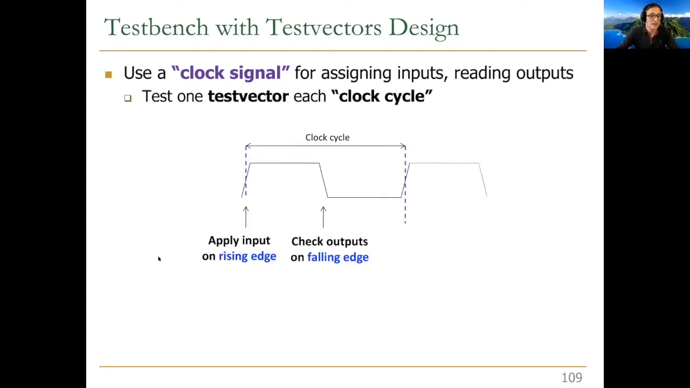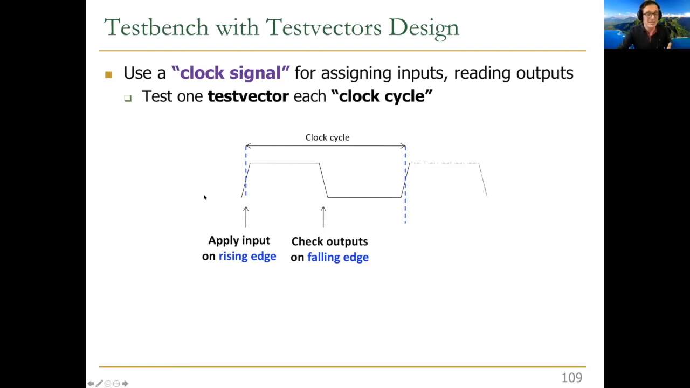So basically, you test one test vector each clock cycle. Don't confuse this clock cycle with the timing that we discussed earlier. This is just for testing. It has nothing to do with the clock cycle of the circuit itself. Basically, this is the clock cycle that we use for testing.